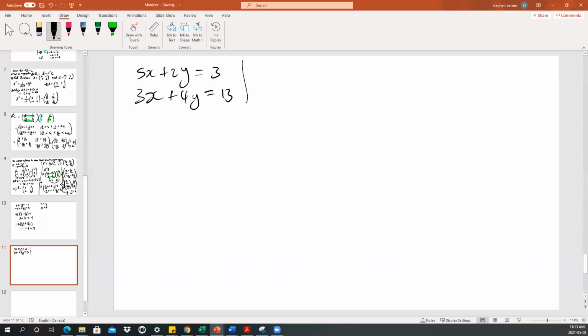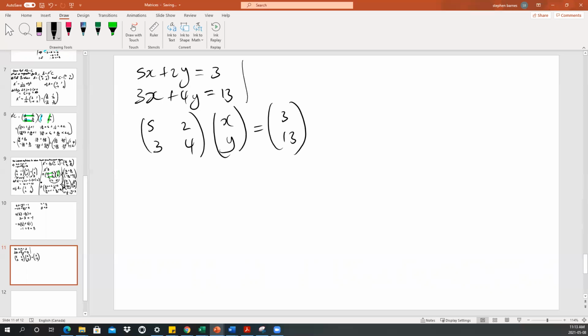All right, probably I just divide it up. So 5, 2, 3, 4, x, y, 3, 13. Lovely. So we just need to find the inverse of this matrix. So what do we do?